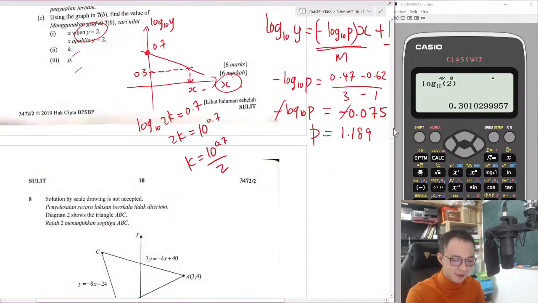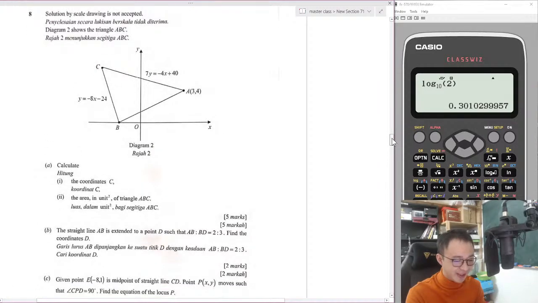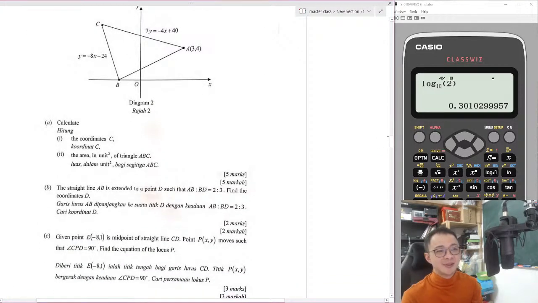Okay, so this is how we do the linear law. So far, is there anything you want to ask me before I move on?